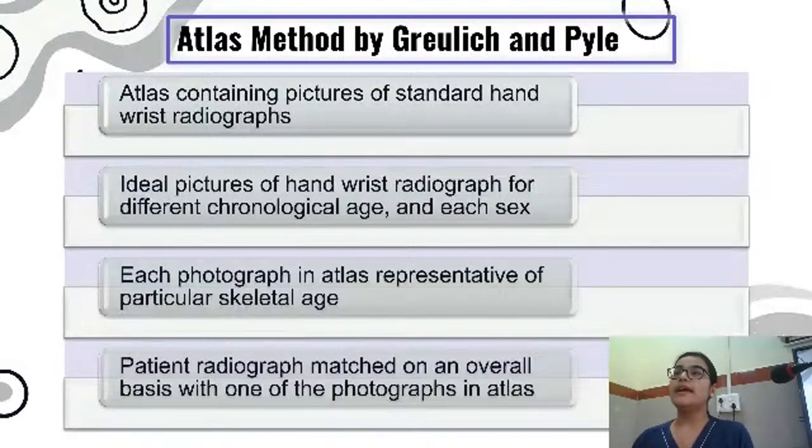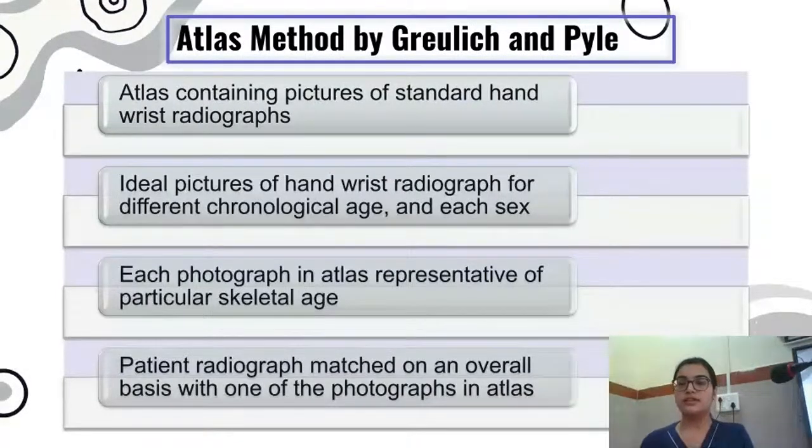First, we'll see the Atlas method by Greulich and Pyle. Greulich and Pyle published an atlas containing photographs of radiographs of hand wrists of children of various age groups, with separate sets of photographs for male patients as well as for female patients, and the patient's radiograph is matched on an overall basis with the photographs present in this atlas.